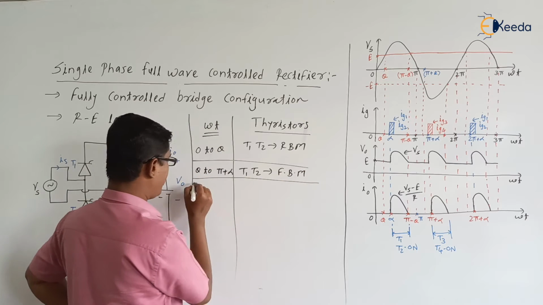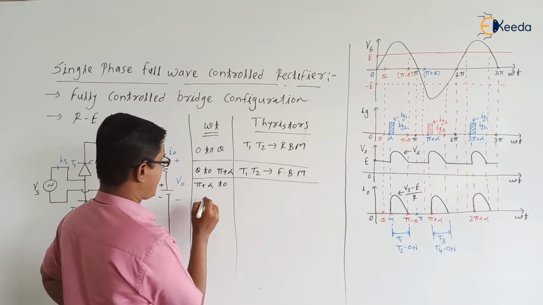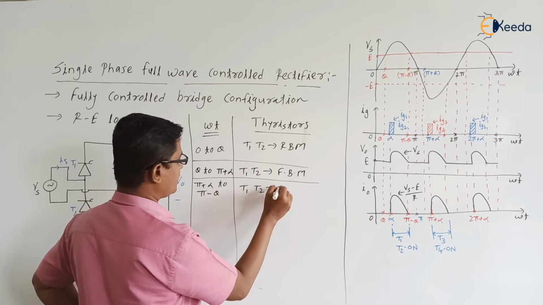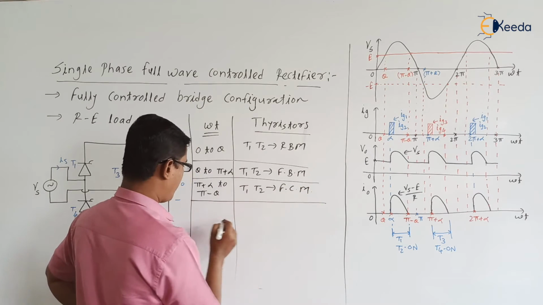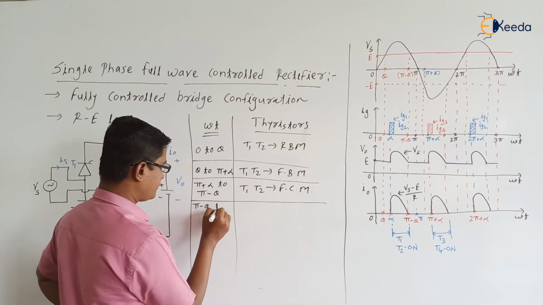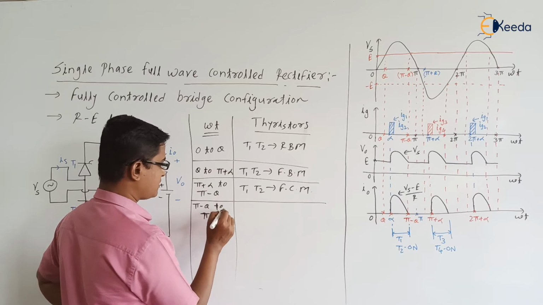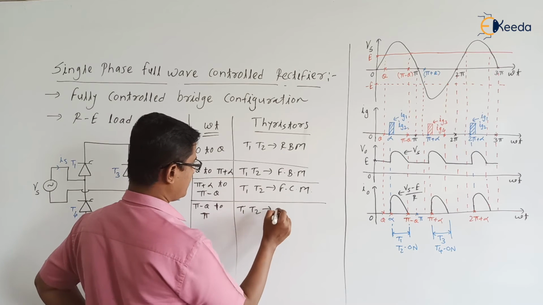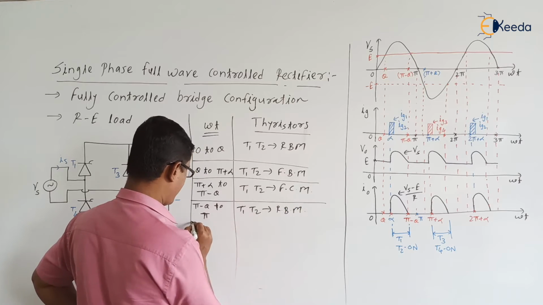From pi plus alpha to pi minus theta, thyristors T1 T2 will be in the forward conduction mode. Next, from pi minus theta to pi, thyristors T1 T2 will again be in the reverse blocking mode because Vs is less than E.